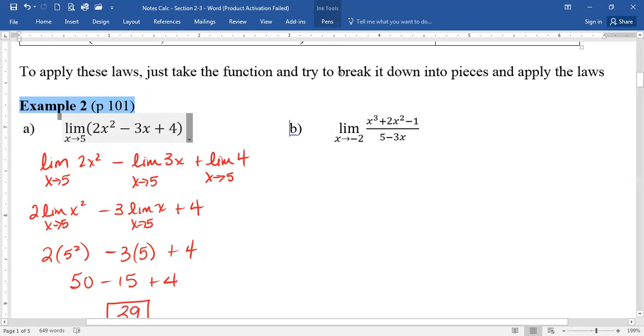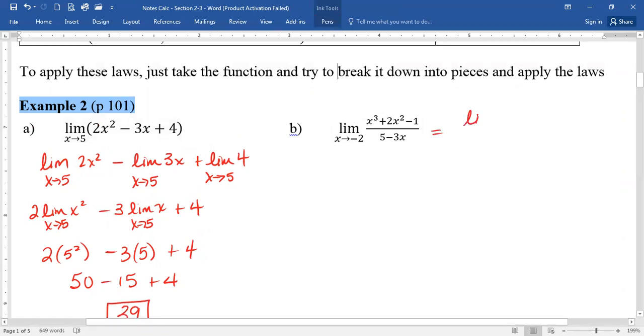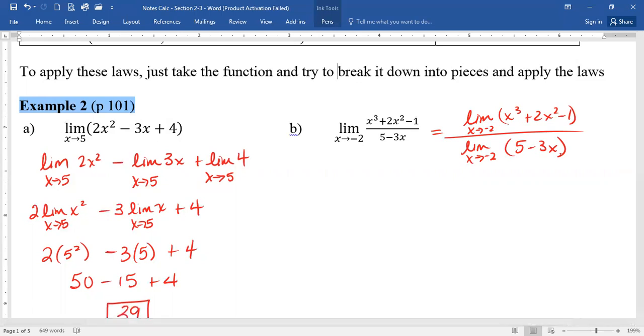Yep, take it apart. So we can say again that this is equal to the limit as x approaches -2 of x cubed plus 2x squared minus 1 over the limit as x approaches -2 of 5 minus 3x. Okay. Now, knowing what we just did on the last one, we know we can break this down into each one of those separately, can't we?